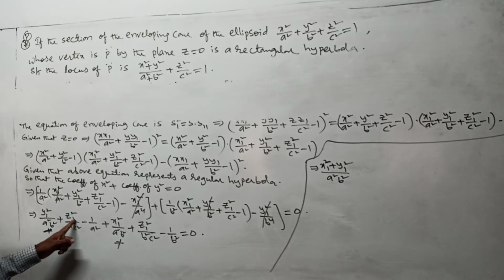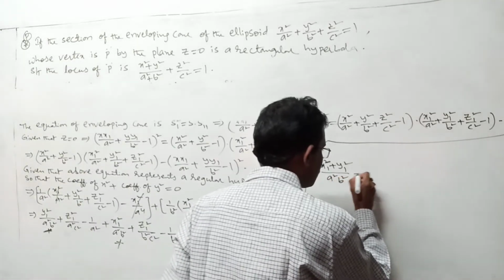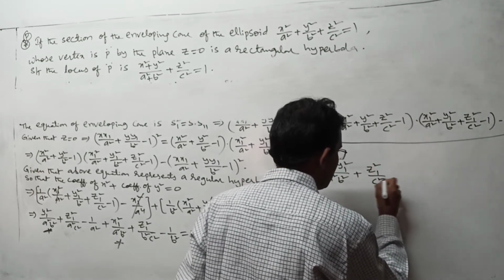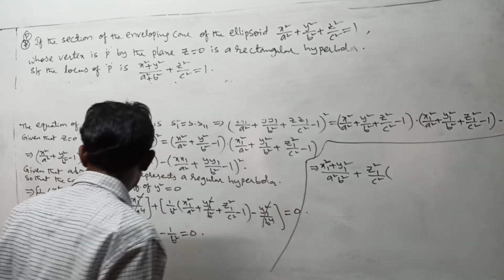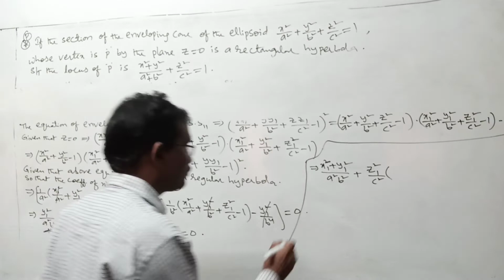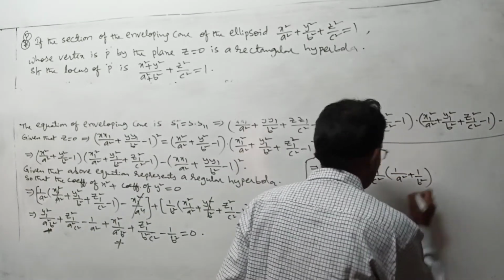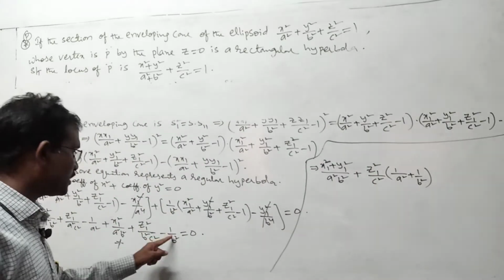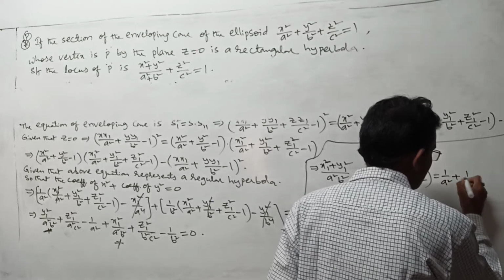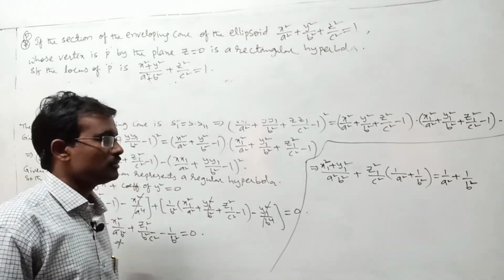Next, in between these two things, let us take z1 square by c square common, then what is the remaining result here? 1 by a square plus 1 by b square. Okay. Then these two terms I want to take to the other side, is equal to 1 by a square plus 1 by b square. Okay, no? Any doubt is there?